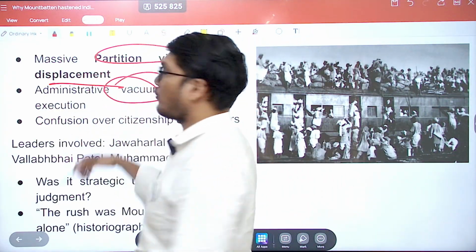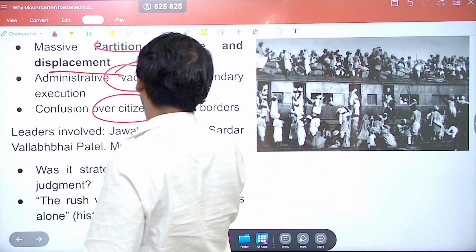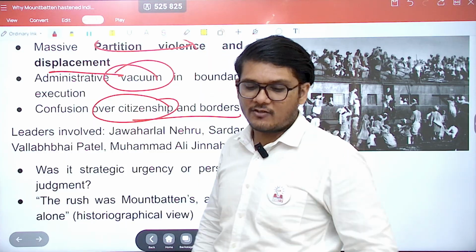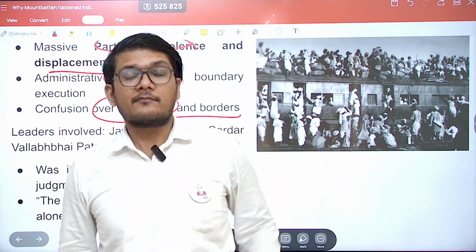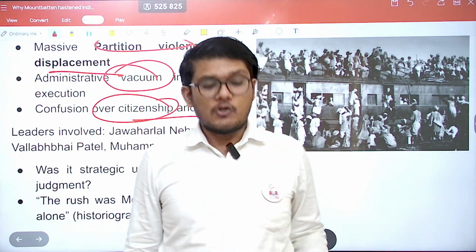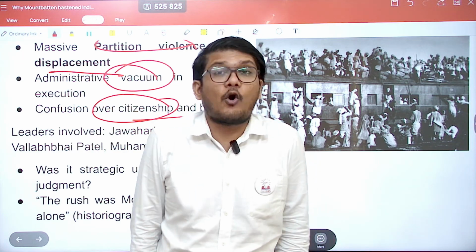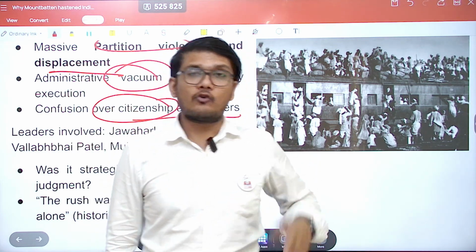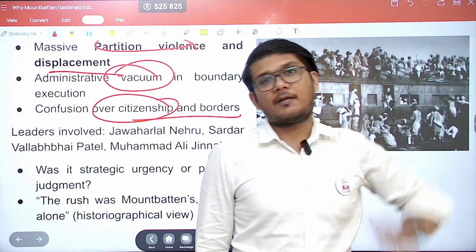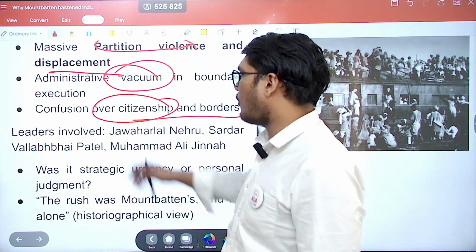Administrative vacuum, because all of a sudden the government is going out, and then there is confusion over the citizenship and the borders: who will be the citizen of which country, and what is the actual border, in which country I am. You are thinking you are in India, you wake up and you realize, oh my god, you are on the wrong side of the border, and those people might still be living in Pakistan only. So that is the issue. That is what it led to.